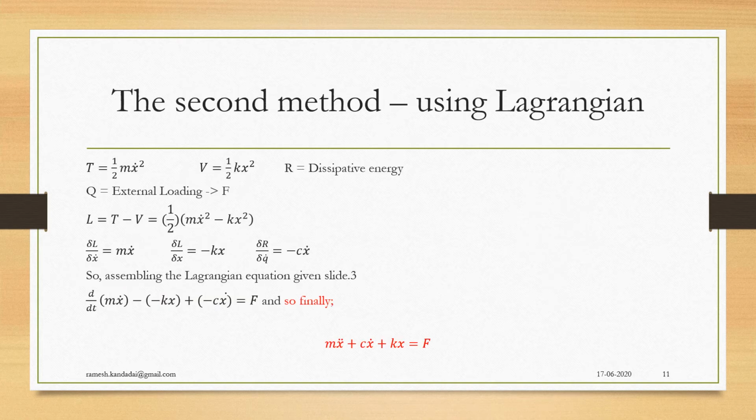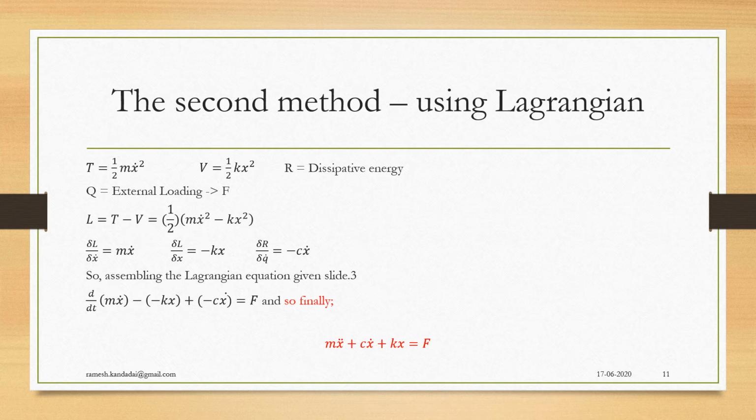To do the Lagrangian method, we need to estimate the energy systems. One, kinetic energy, which is nothing more than 1/2 mv squared, where v is represented as the first derivative of displacement x. Second is the potential energy, 1/2 kx squared. R is the dissipative energy, Q is the external loading.